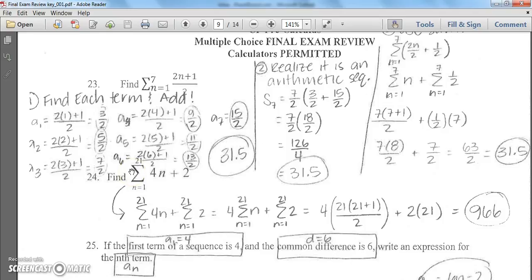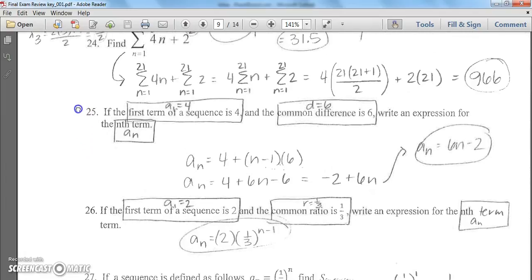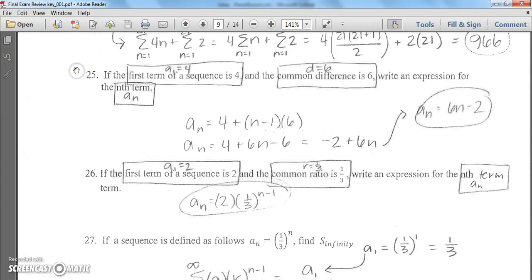You could also find the first 21 terms and add them, but that wouldn't be very beneficial. Or straight calculator problem. 25. The first term of a sequence is 4 and the common difference is 6. Okay, first term 4 means a sub 1 is 4. Got it. Common difference means, holy cow, I'm getting myself an arithmetic here.